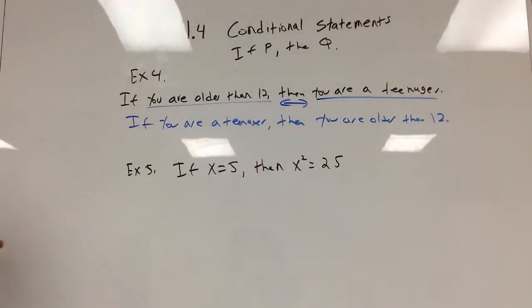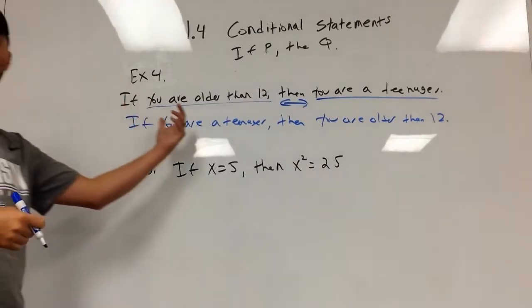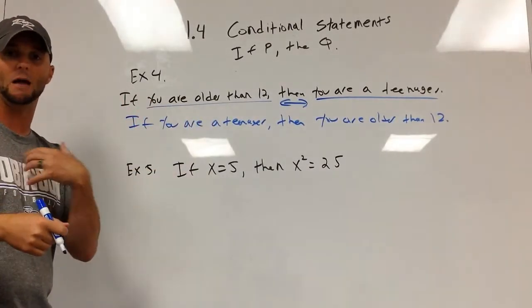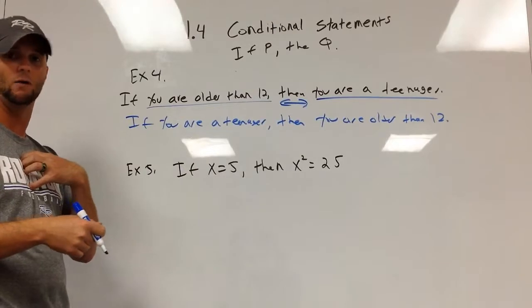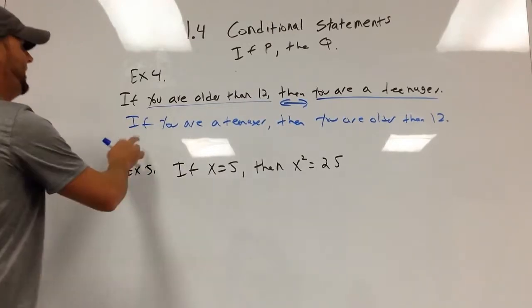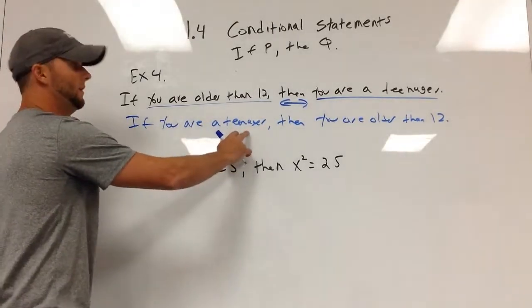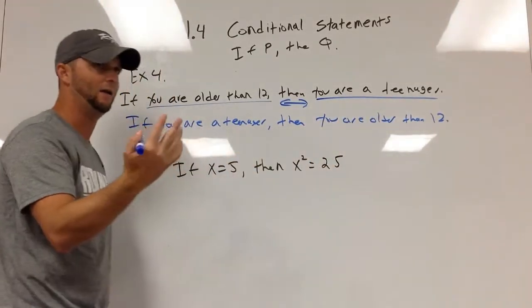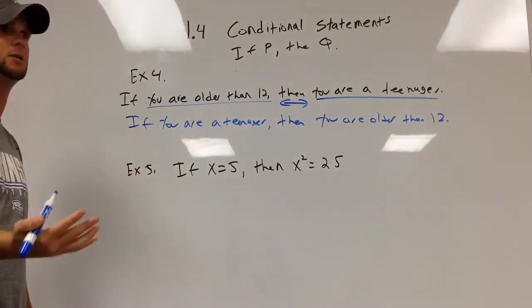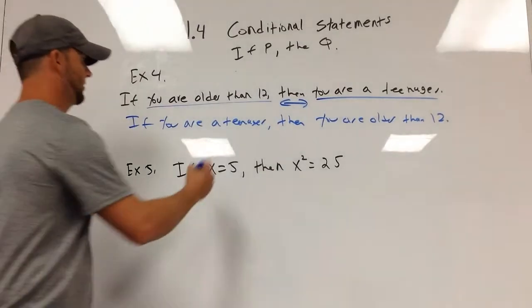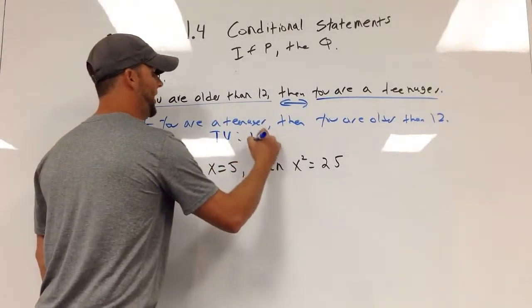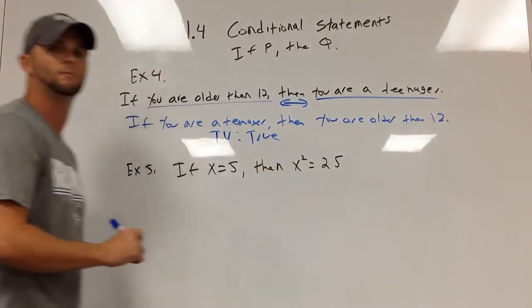Now let's see if it changed the truth value. Earlier I said it was false, because obviously I'm older than 12. Now let's see if it changed. If you are a teenager, then you are older than 12. If you're 13, you're a teenager, and you're going to be older than 12. So now the converse changed the truth value to true.